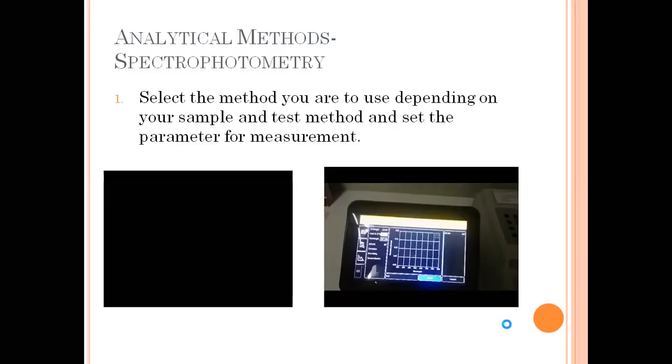So later naman may video pa tayong iba. At the same time, napakita rin yan doon sa ating video na in-upload sa Moodle. Okay? Wait lang natin.